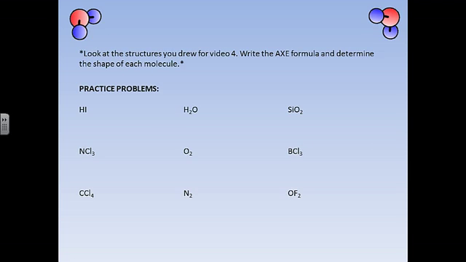Pause the video while you look at the structures you drew for video 4. Write the AXE formula and determine the shape of each molecule. Continue the video when you are ready to check your answers.